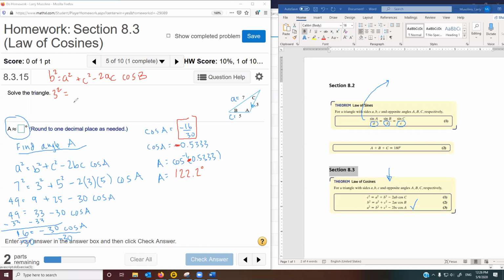Let me plug into this law of cosine formula. Side A here is 7. Side C is 5. And let me get cosine B by itself. So this is going to be 9. I'm going to add 49 plus 25 on that side. That's 74.